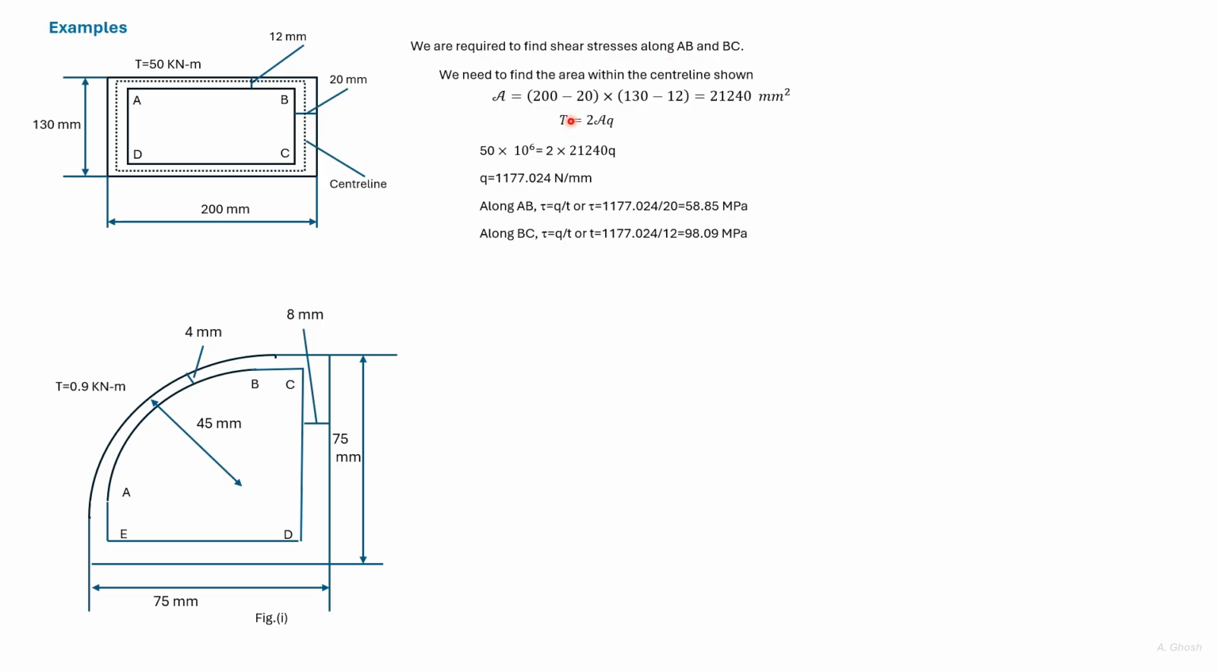Knowing the torque, we find out q or the shear flow. To find out the stress on the horizontal side, we divide q by the appropriate thickness and we find the stress. Similarly, to find the stress in the vertical side, we divide q by the appropriate thickness.